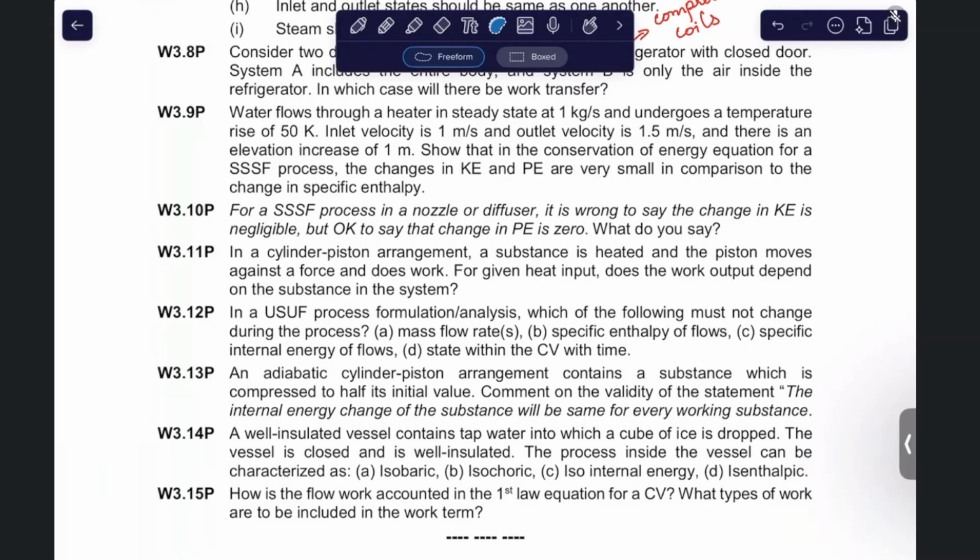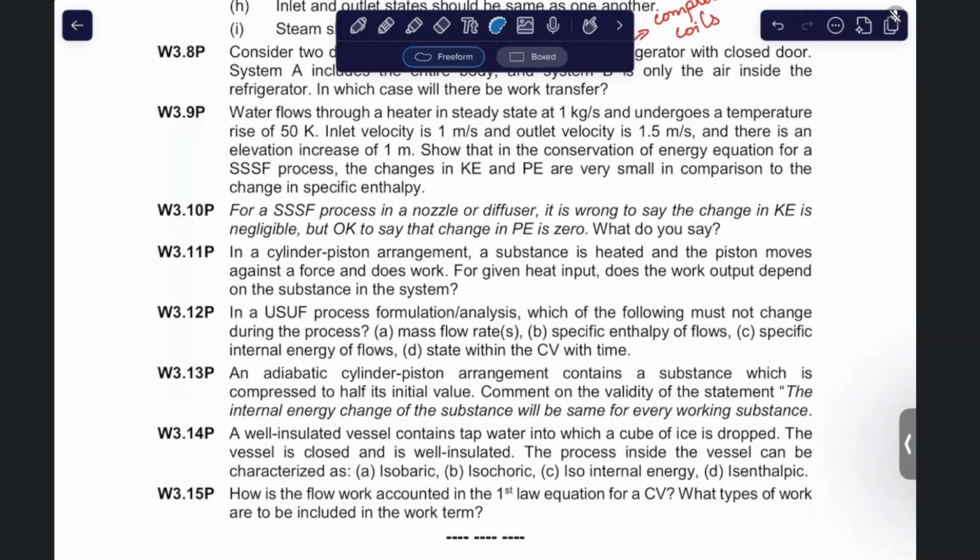In a nozzle or diffuser, as we have seen earlier, the primary focus of a nozzle is to increase the fluid velocity at the expense of enthalpy. Diffuser also the same way. It is to change the velocity only. So the delta KE value will be very high, so that is definitely not negligible. But most of the time the elevation change will be very small, so delta PE is almost 0 in those cases. So delta KE is the main term.